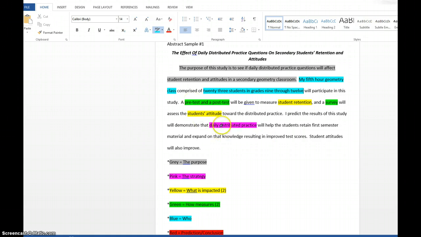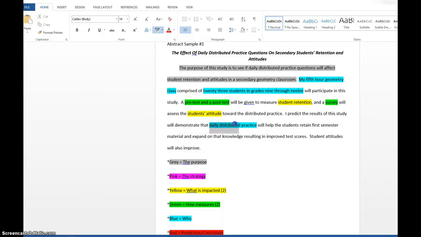So my prediction is down here. It is the last sentence or last couple of sentences, and I want your prediction to be down there as well. So I'm going to move so I don't have things highlighted twice here. I'm actually going to move this daily distributed practice. I'm going to unhighlight it. And I'm going to use, whoops, I changed it blue.